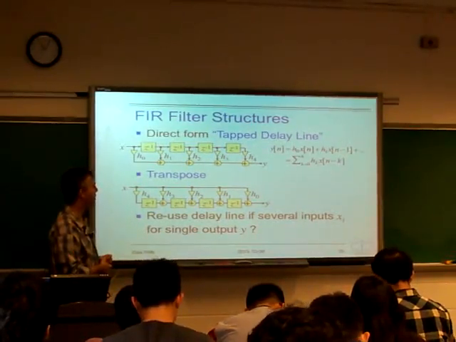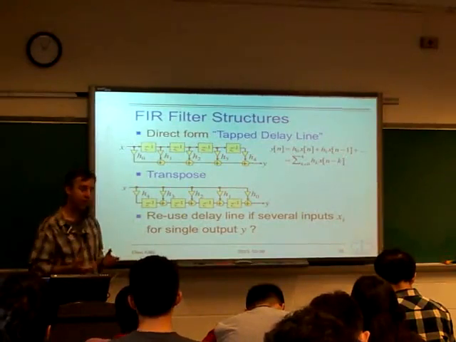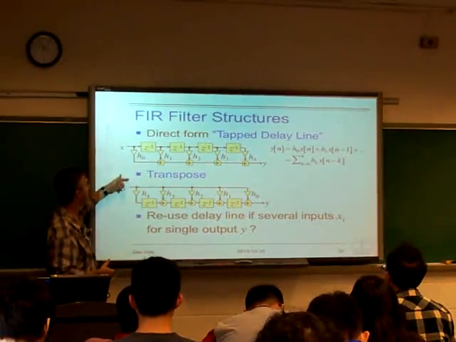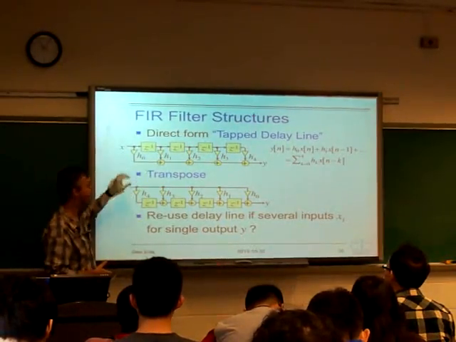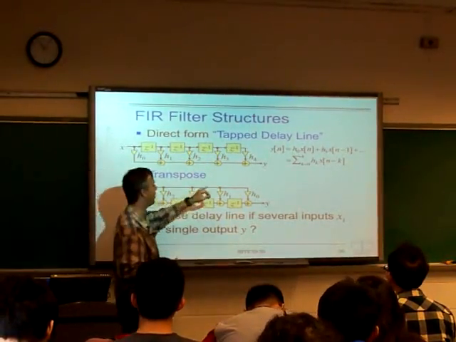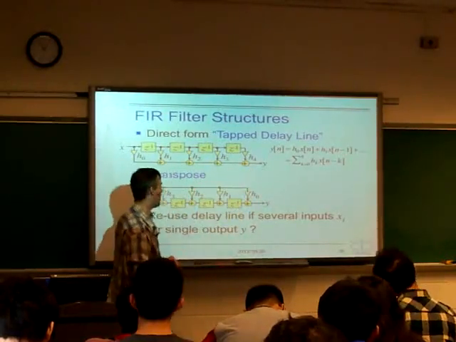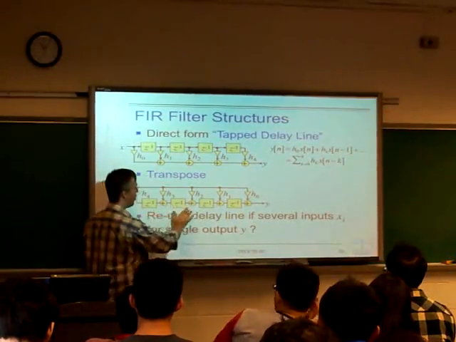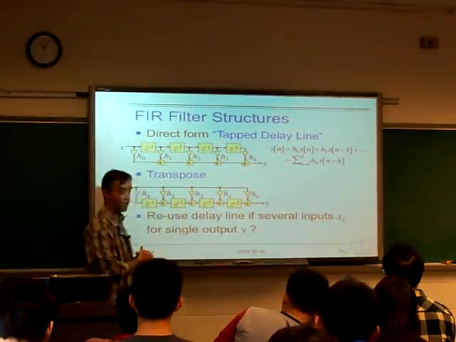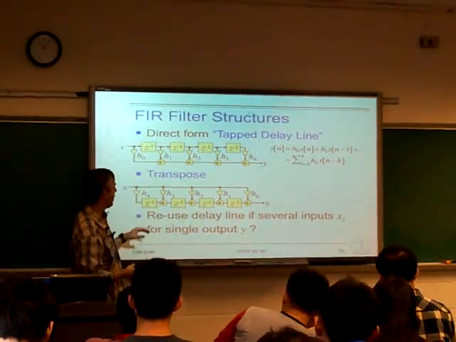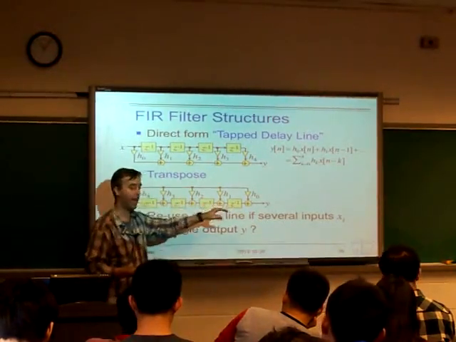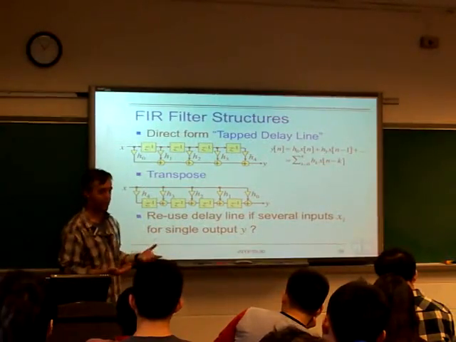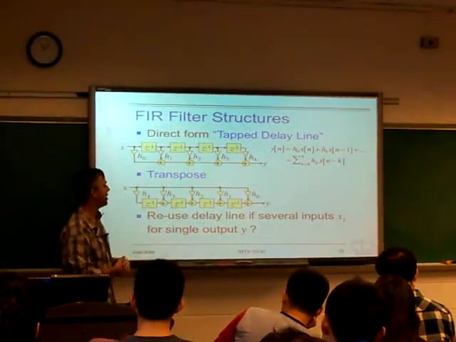One situation where this might be preferable to this is if we have several inputs, each of them being filtered by a different filter, but being summed up to give a single output. Here we could have a second input with a second set of H's all feeding into the same summation nodes. And then we could just use a single delay line here rather than having to have delay lines for each of our separate inputs, which of course, they're different values, so they would have to be distinct.